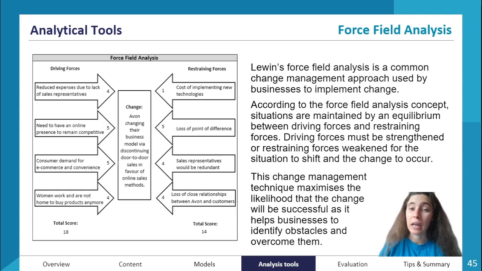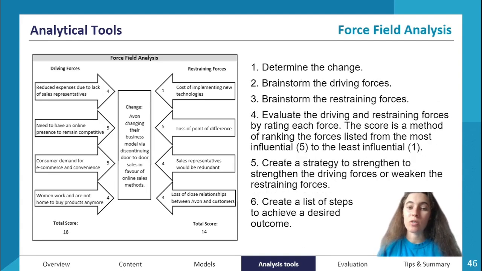identify any obstacles, and before implementing the change, actually manage and reduce those issues. So when the change is implemented, those issues don't exist anymore. So our example here is Avon, and we'll get to that shortly. But first of all, let's just do a refresher of the different steps that are involved.